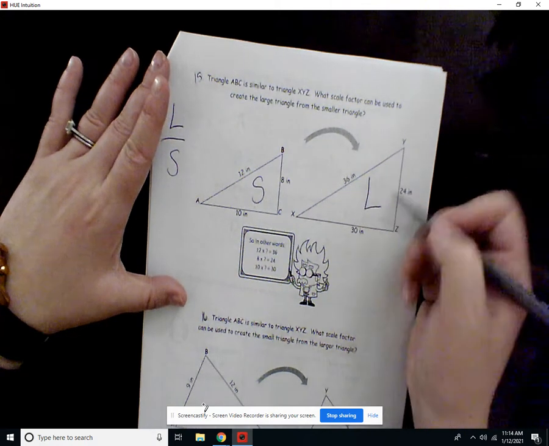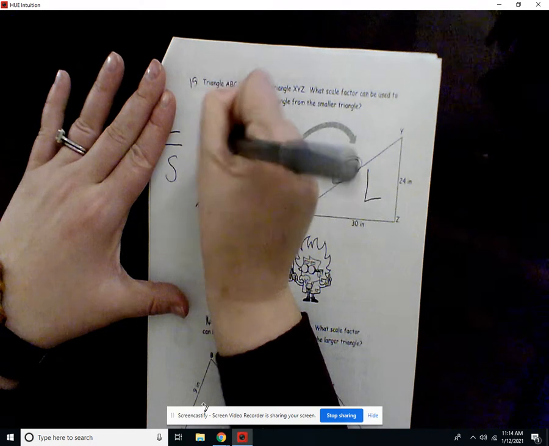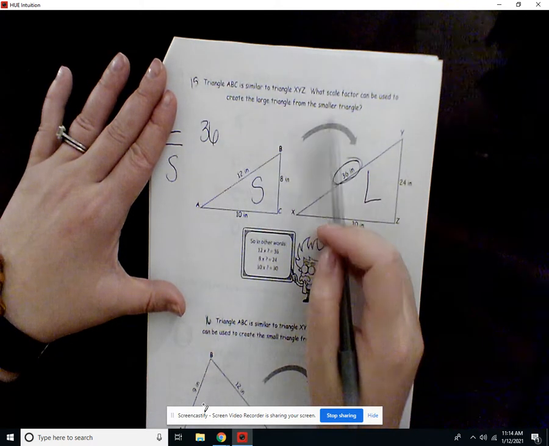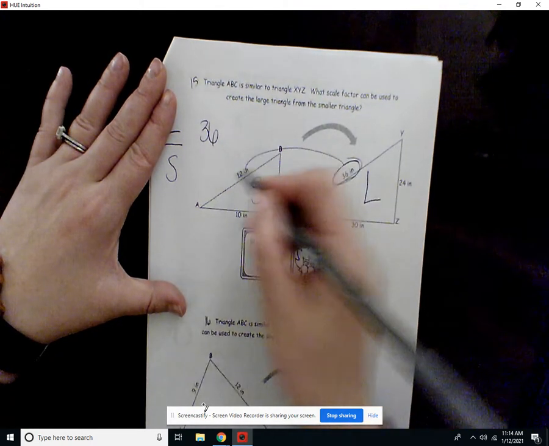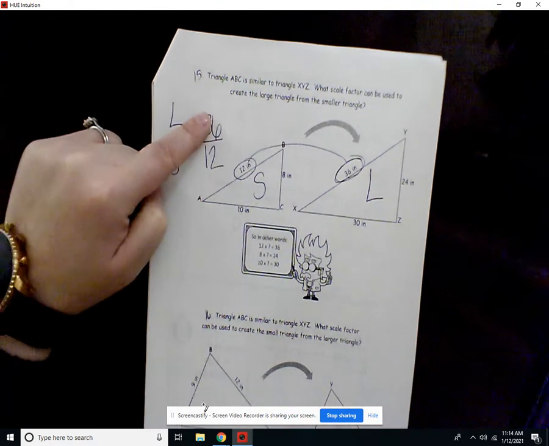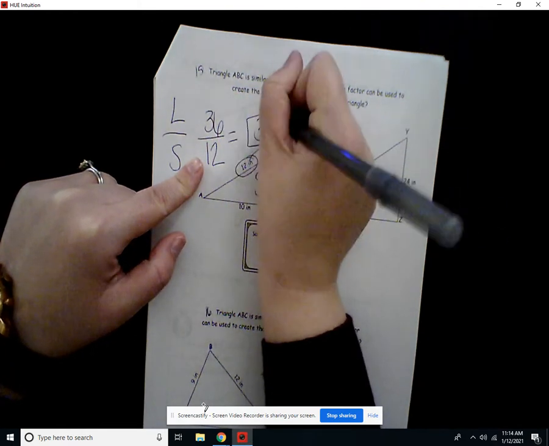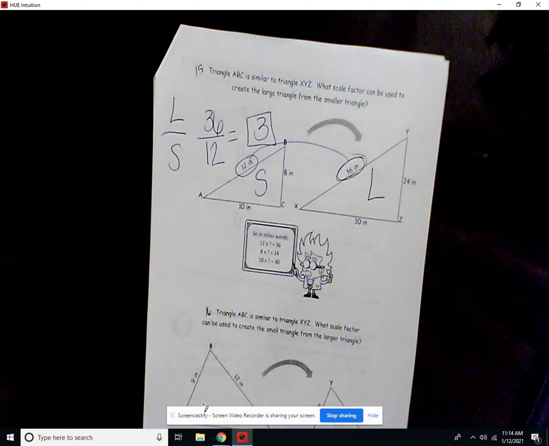So let's pick 36. So 36 is on the large figure. The small figure is on that same side is 12. So we went large to small. So 36 over 12 is equal to 3. So our scale factor is 3.